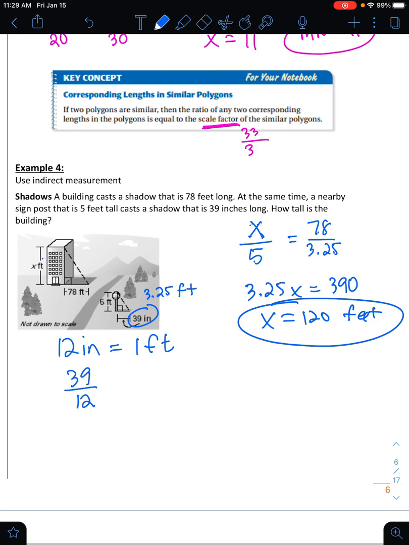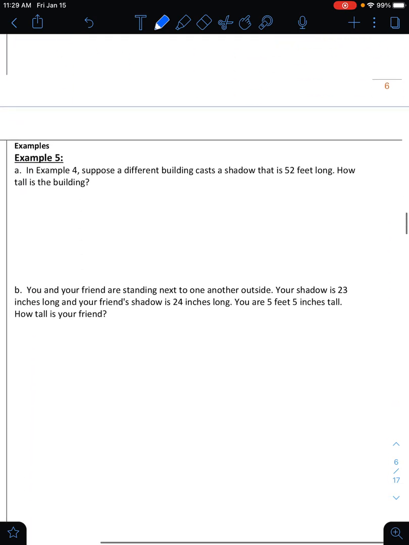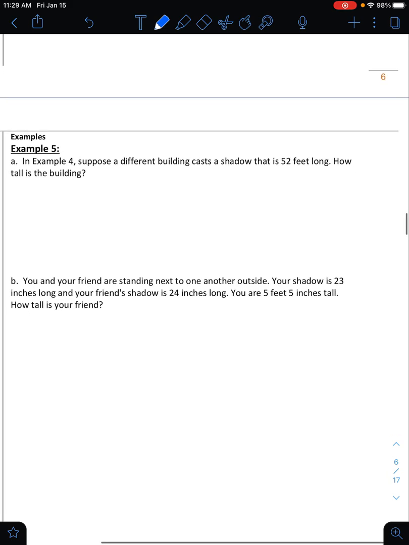Okay, go to the next page if you would, and let's modify the prior example with this information. So in example 4, suppose that a different building is casting a shadow that's 52 feet long. How tall is the building? So let's draw, I'm going to draw triangles here because I'm going to pretend that's my building. So here's my shadow of 52 feet. How tall is the building? Okay, so there's my variable.